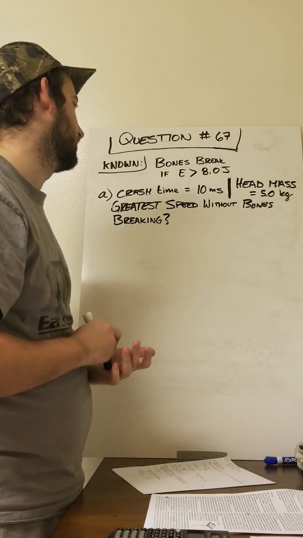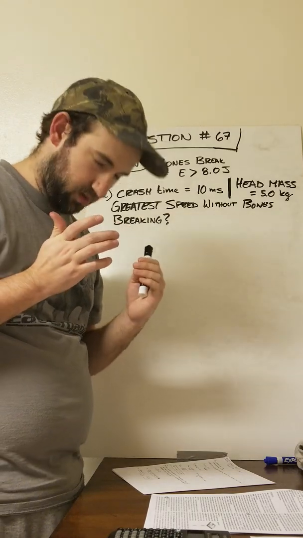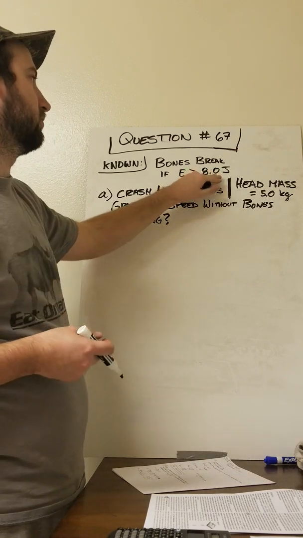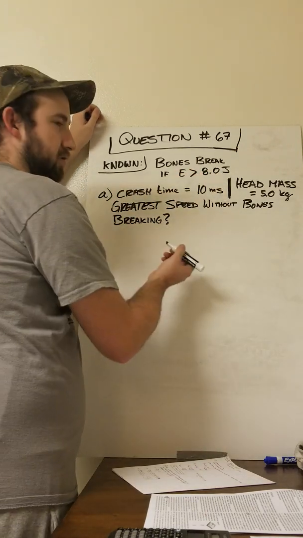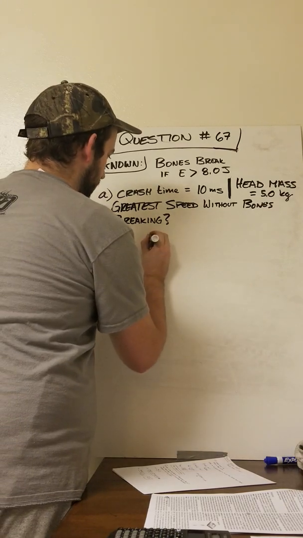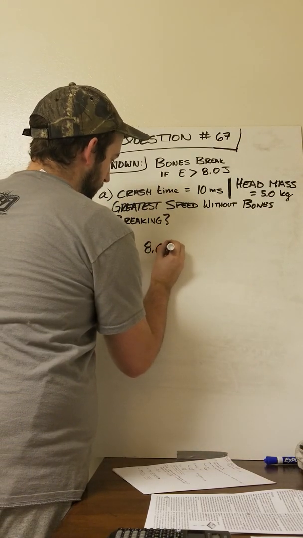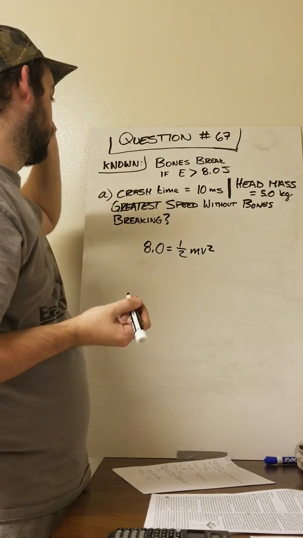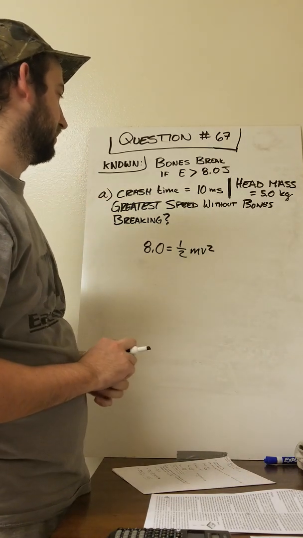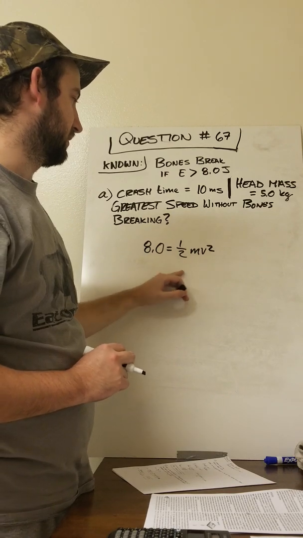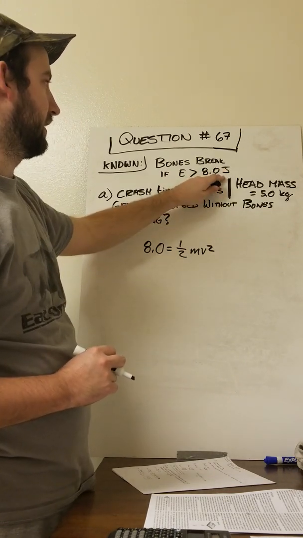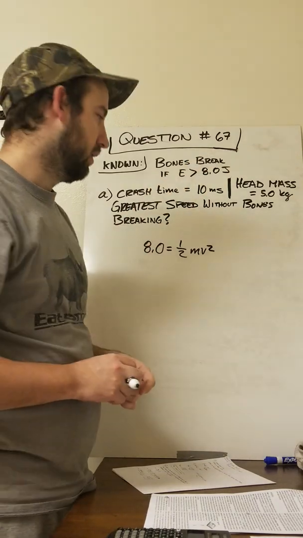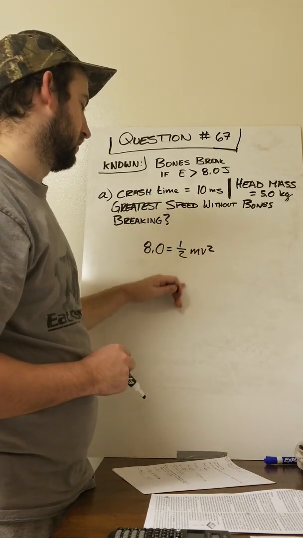In part A, it wants to know the greatest speed that the head can have to move forward without the bones breaking. Since we know that our 8 joules is our maximum, we can use our energy equation, which is energy equals 1/2 mv squared. We're solving for the velocity at 8, since that's the very highest amount of energy that can occur without those bones breaking. So let's solve this equation for the velocity.